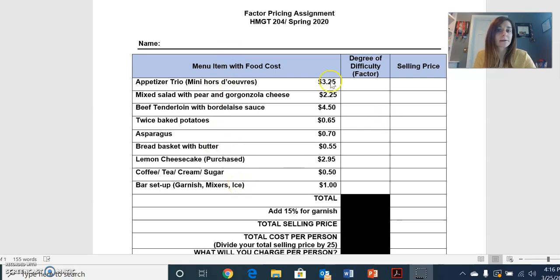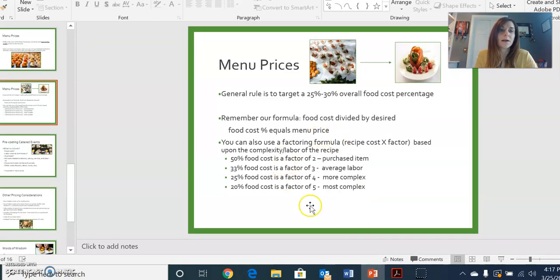So I already calculated the food costs for you. So this is how much it costs per item for each individual item. So what you have to do is look at these individual things and say, okay, what is the level of difficulty? What factor should it be? And remember, you should be going back to this slide right here where it talks about the factor cost. So something like this.